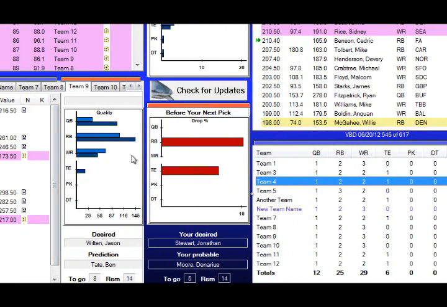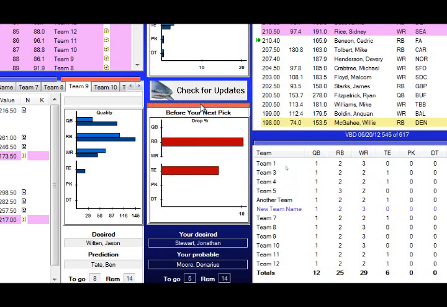So we know that there's 4 running backs being predicted to be taken, with a drop percentage of just a little over 10%. So we're going to lose about 10% of our draft board value in running back in the next 5 picks. And we're going to lose 7% of the value with the tight end that's taken.